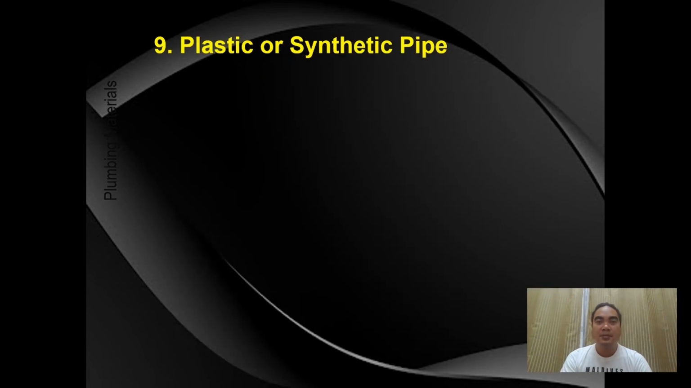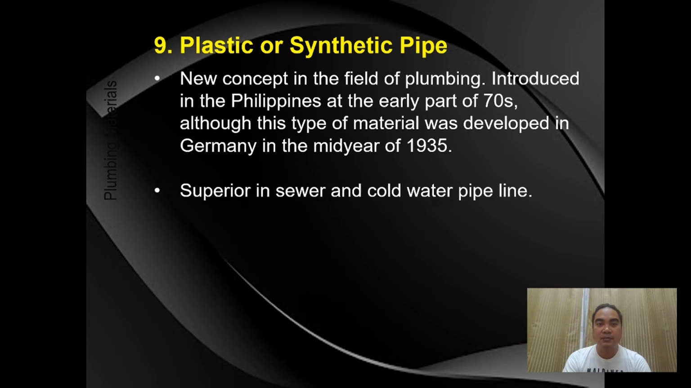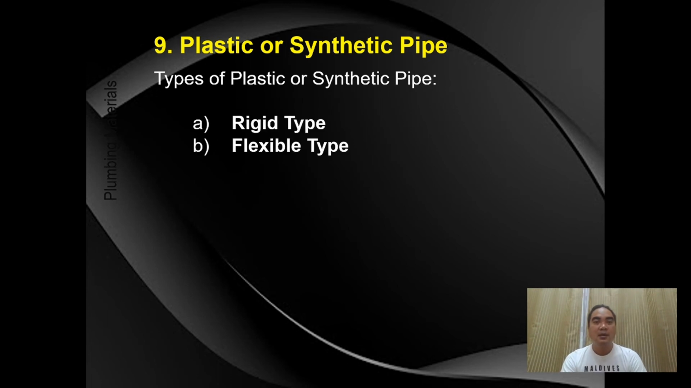Plastic or synthetic pipe. A new concept in the field of plumbing. Introduced in the Philippines at the early part of the 70s, although this type of material was developed in Germany in the mid-year of 1935. Superior in sewer and cold water pipeline. Types of plastic or synthetic pipe: rigid type, flexible type.